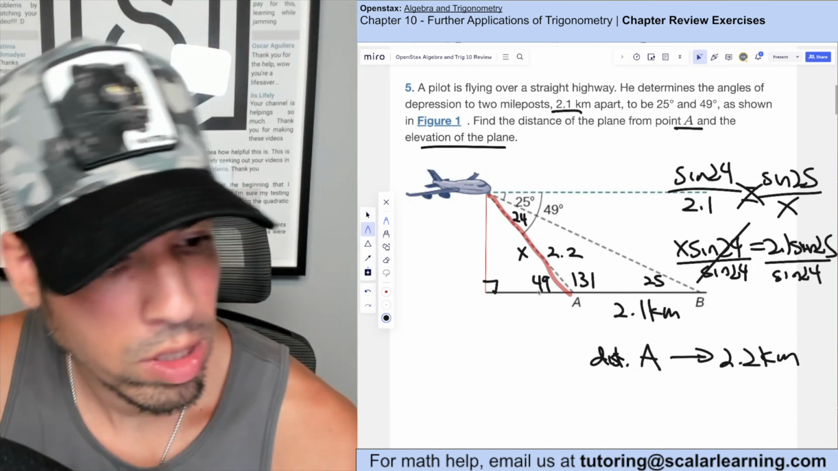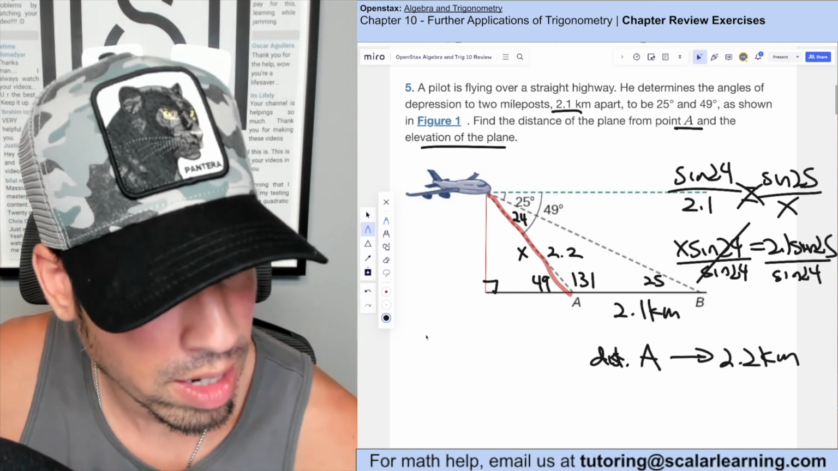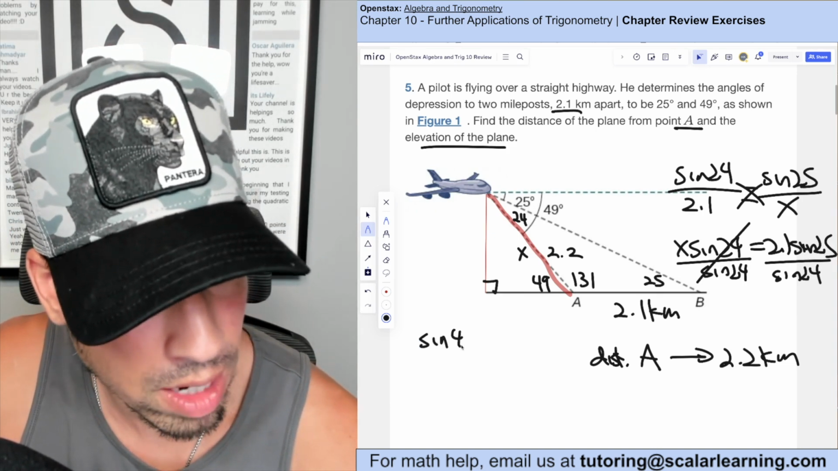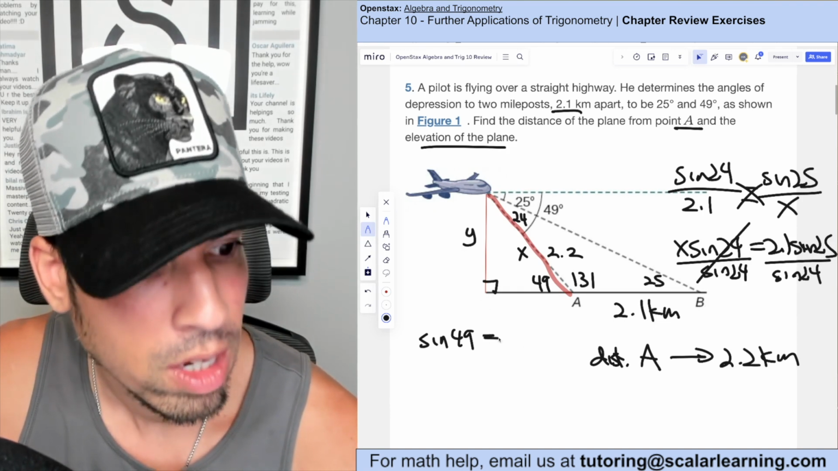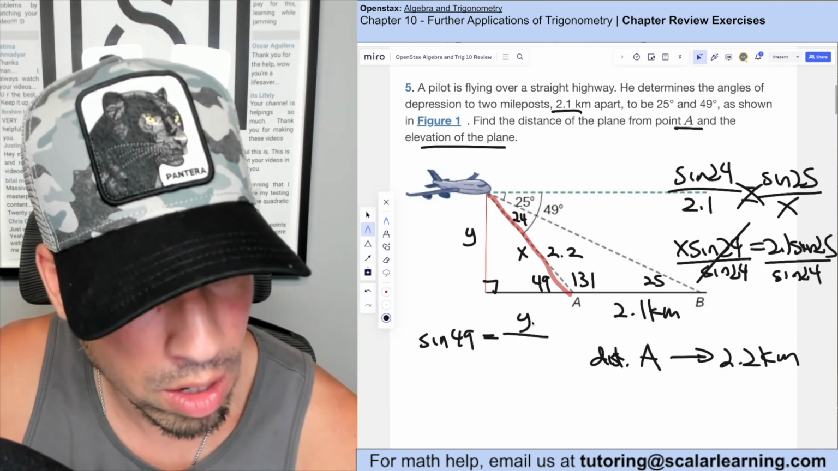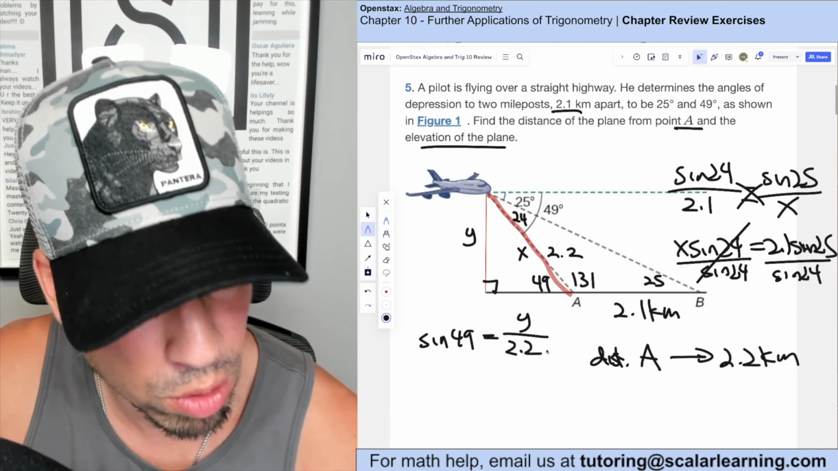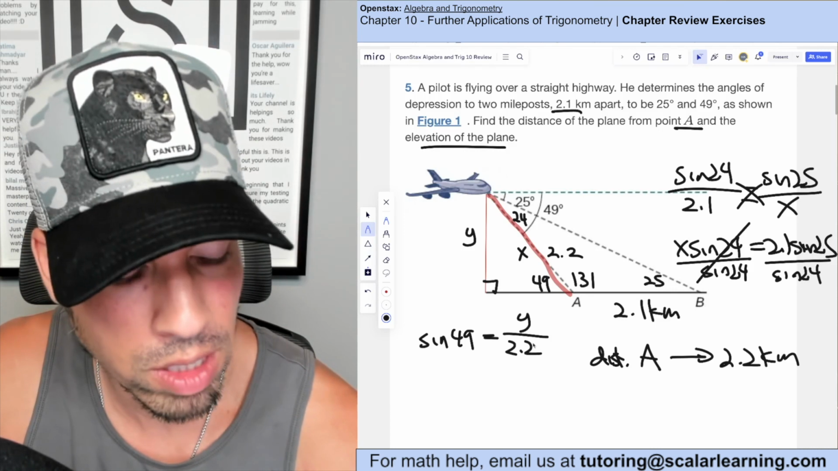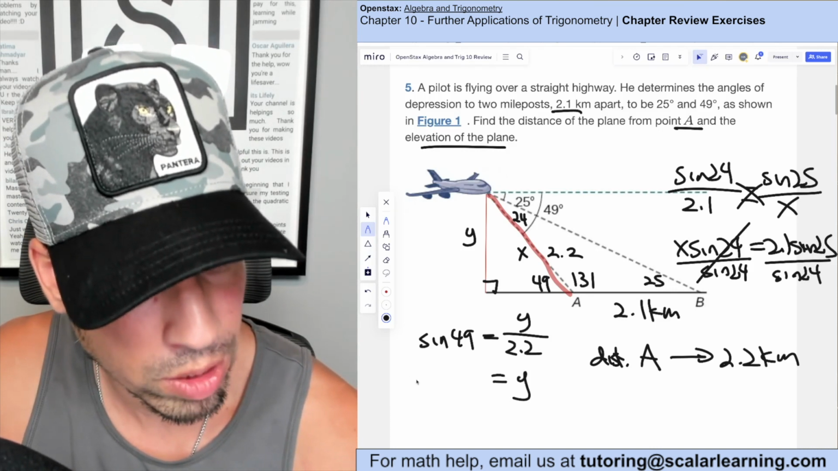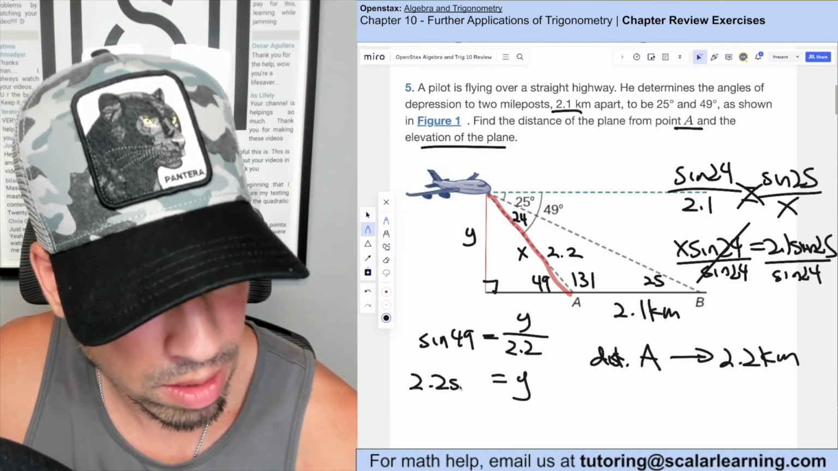So now I can use a nice little trig function, right? With that 49, I can say sine of 49 is equal to, and let's call this side y, the elevation, opposite, which is y, over hypotenuse, which is 2.2. I've got a nice trig function that I can just straight up use. It's a nice right triangle. Don't need a law of sines. So multiply both sides by 2.2, and this is what I'm going to get for the elevation.